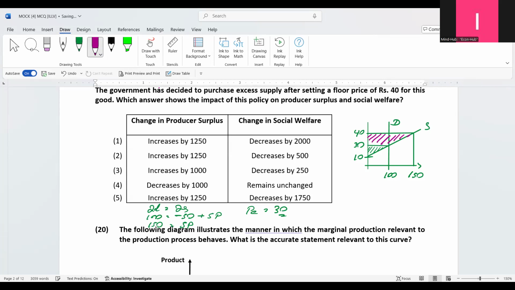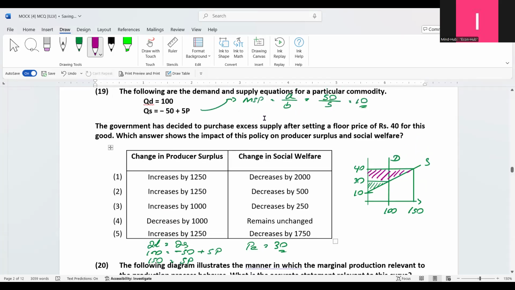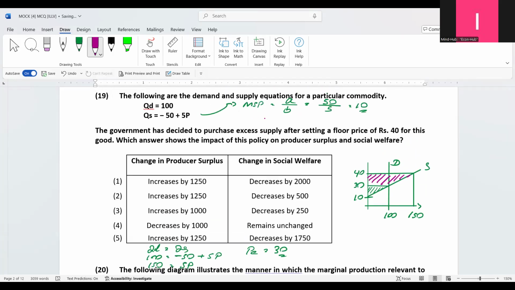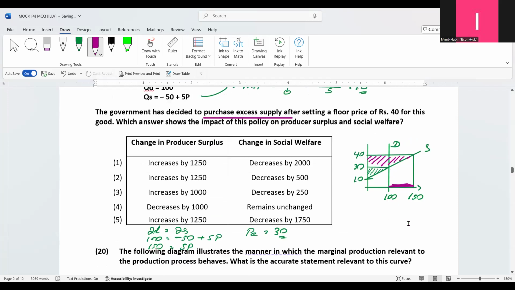The purple trapezium is the increase in producer surplus, because the government has agreed to purchase the excess supply. That we can't ignore, that is given in the question. Because the government is purchasing this excess supply, the purple area will be the producer surplus.